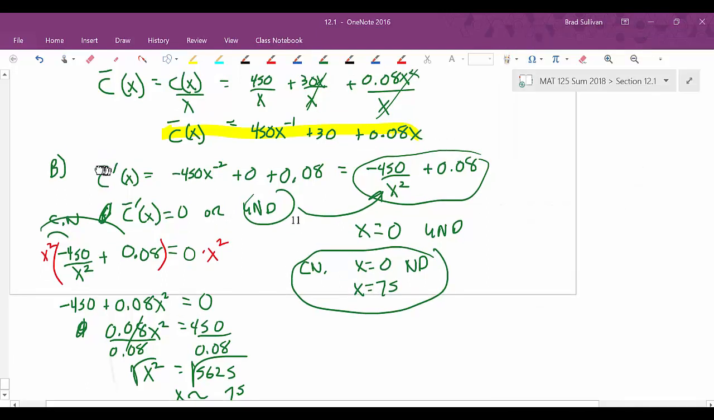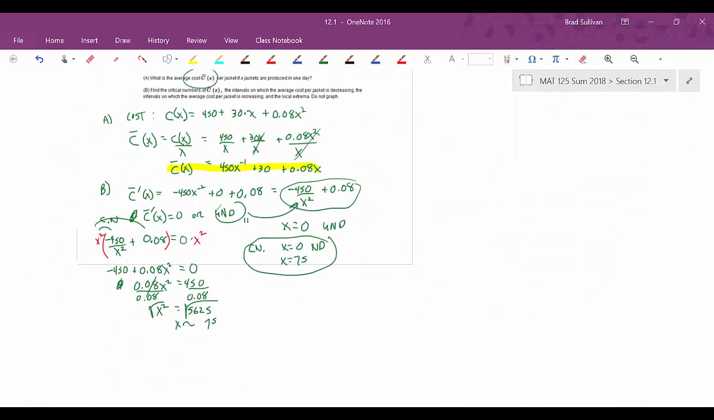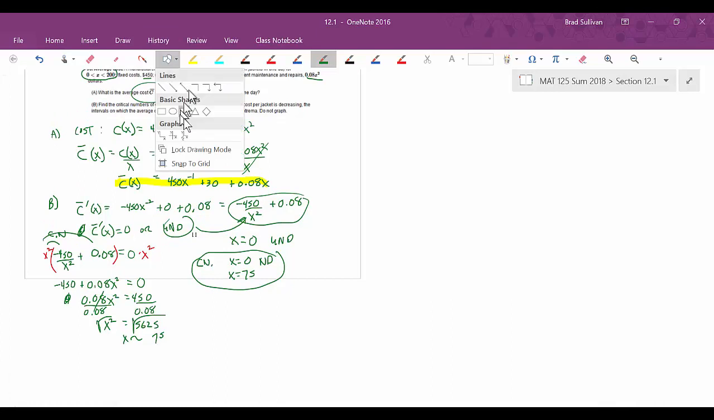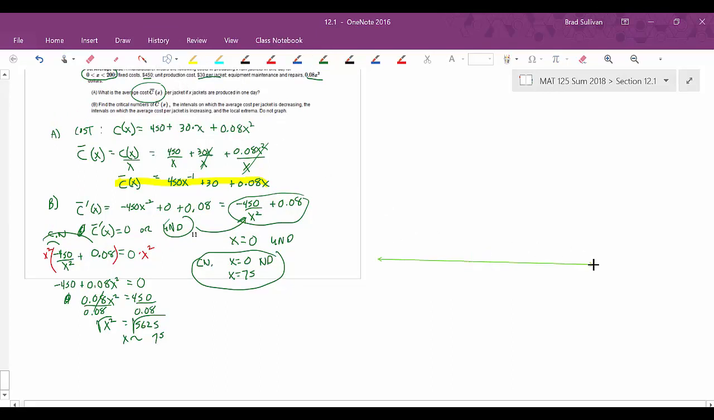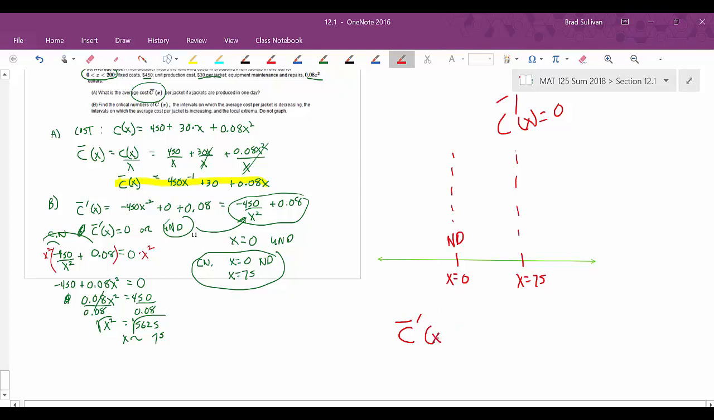Okay, and we're going to do the sign chart next. We'll draw a number line, and we want to look at x equals 0. There's no derivative there. And then x equals 75. That's where the derivative c bar prime of x equals 0. Now we're going to do test points. The derivative is c bar prime of x, which was negative 450 over x squared plus 0.08. So again, we just do test points.